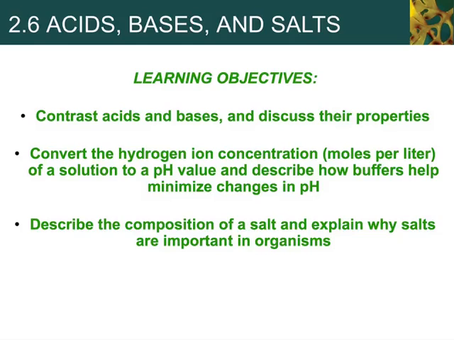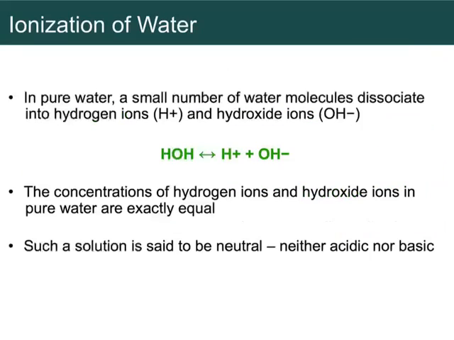Okay, so this set of notes is about acids, bases, and salts, mostly about acids and bases. You need to know the difference between acid and base and discuss their properties. I need to be able to convert the hydrogen ion concentration into a pH value. So you need to know what pH means, and you don't have to do a lot of calculations. Don't worry about that. You also need to understand what buffers do, because they're very, very important to our body, and then how we get salts from acids and bases, and it's pretty simple stuff.